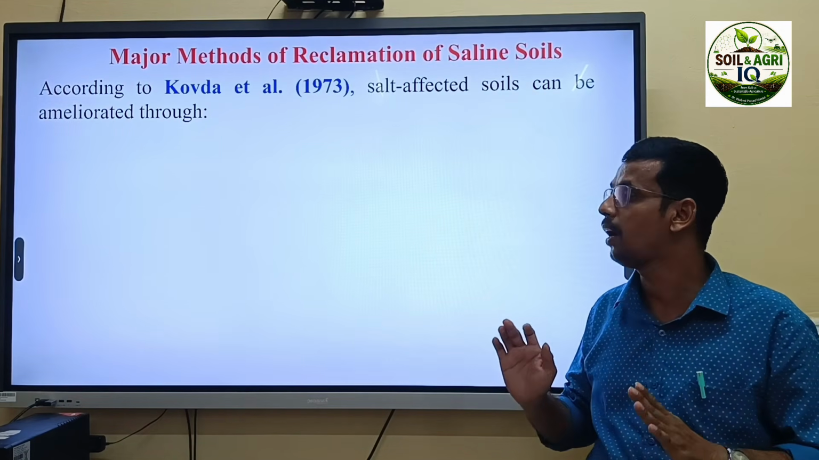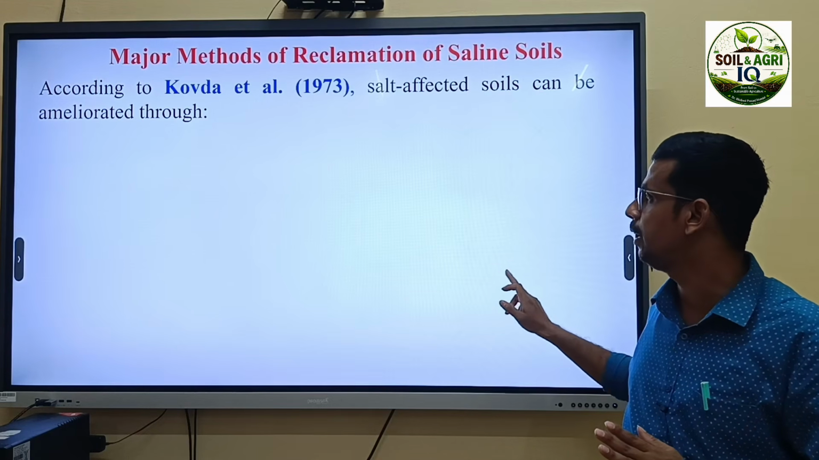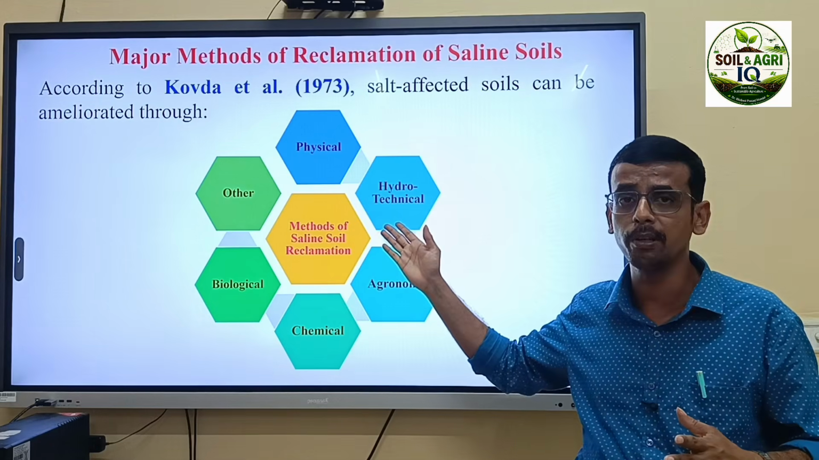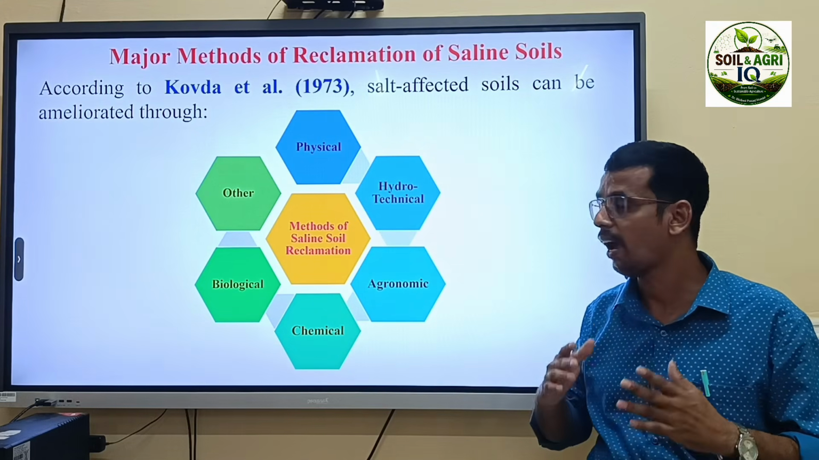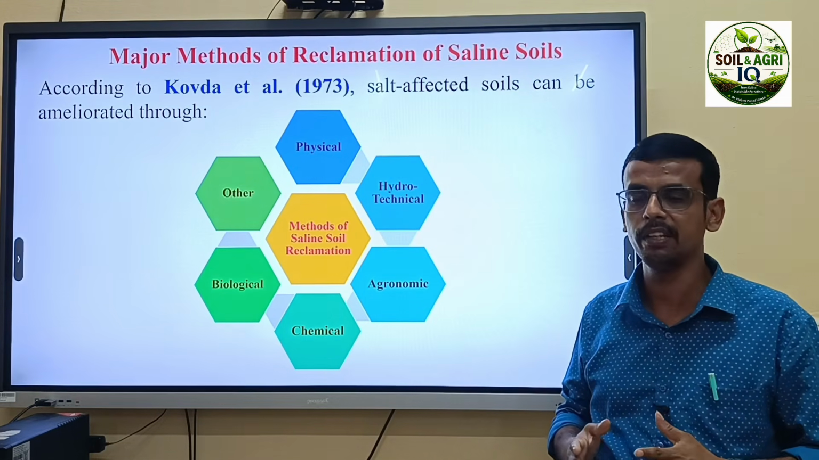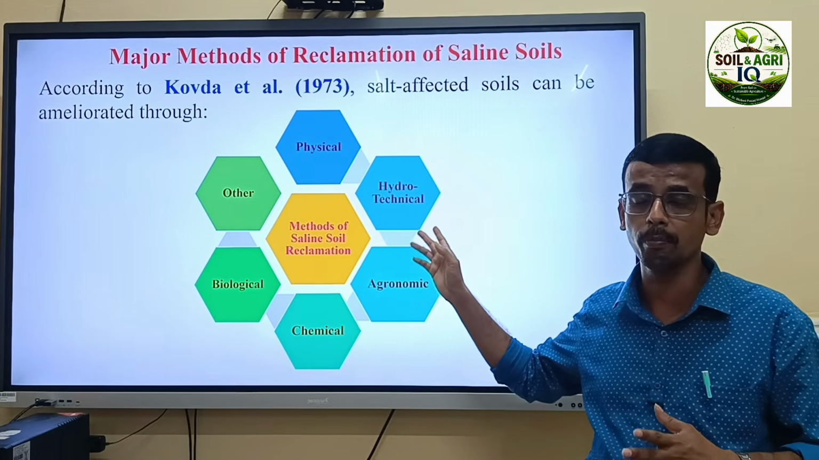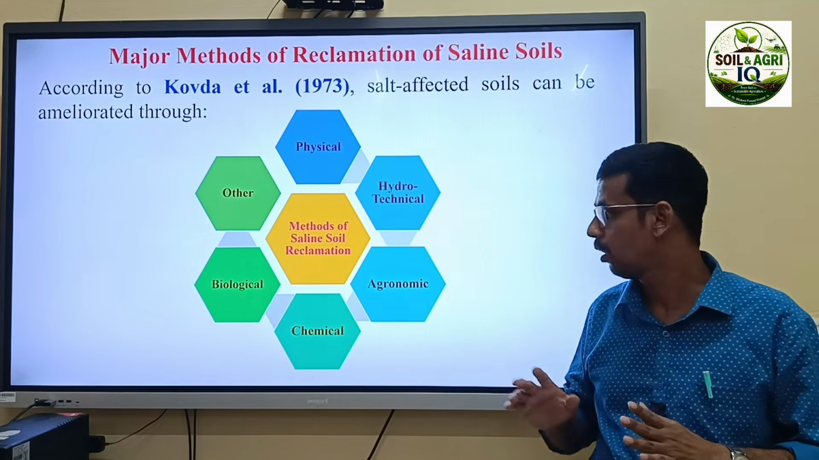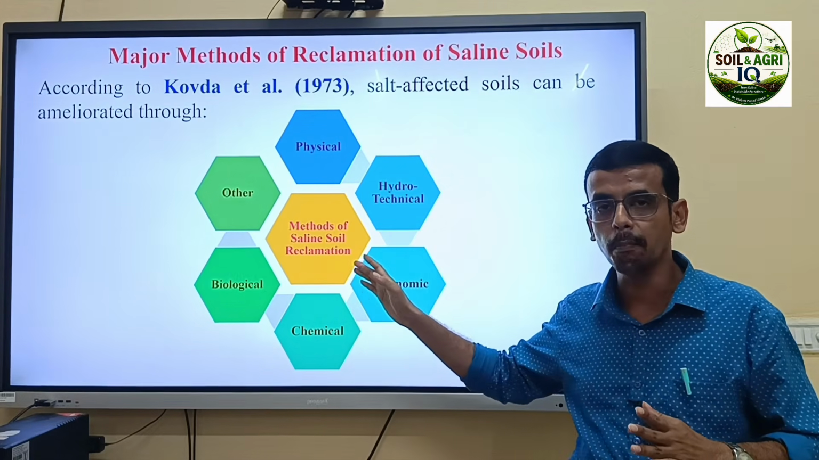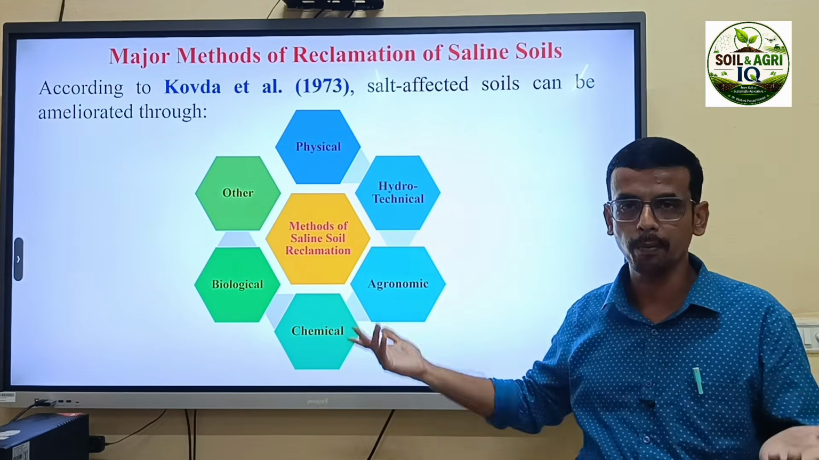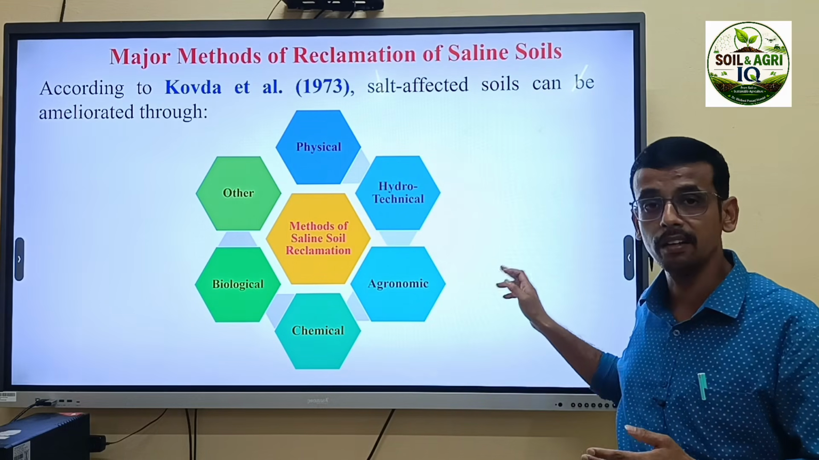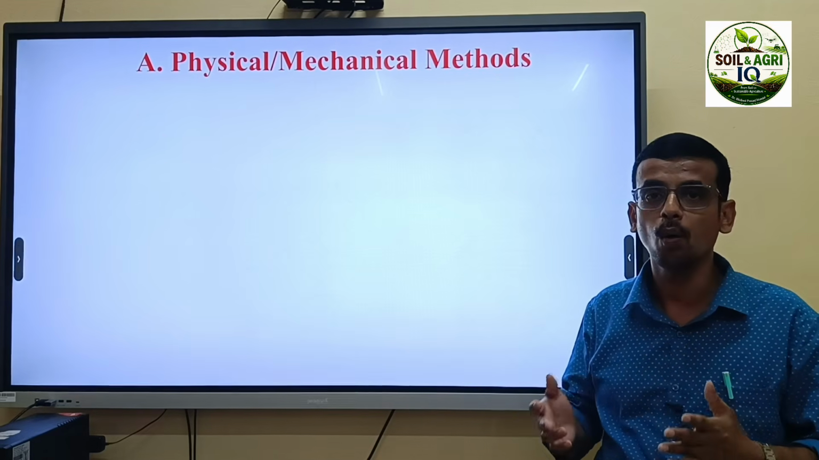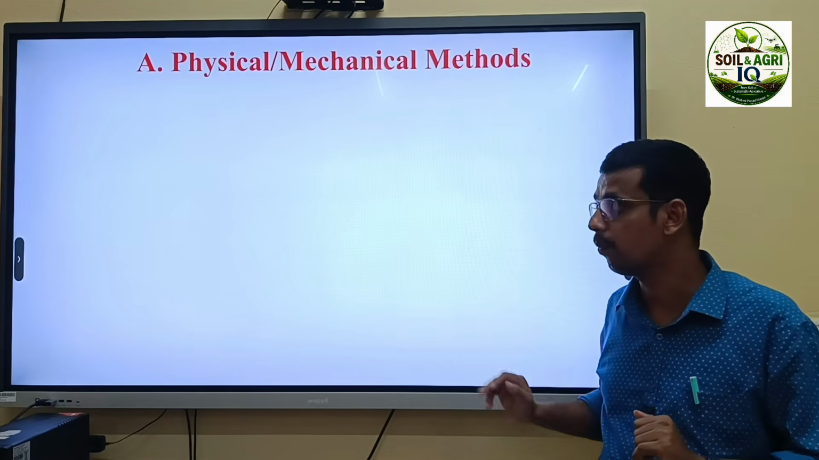So now we come to the major methods of reclamation. According to Kovda et al. in 1973, he gave some methods. So there are different methods of reclamation. First one is the physical methods of reclamation. Then the hydrotechnical method of reclamation, which is one of the most important methods of reclamation of the saline soil. Third one is the agronomic. Fourth one is the chemical. Fifth one is the biological measures, and other methods, which we can discuss in subsequent slides. So first one is the physical or mechanical methods of reclamation of saline soil.